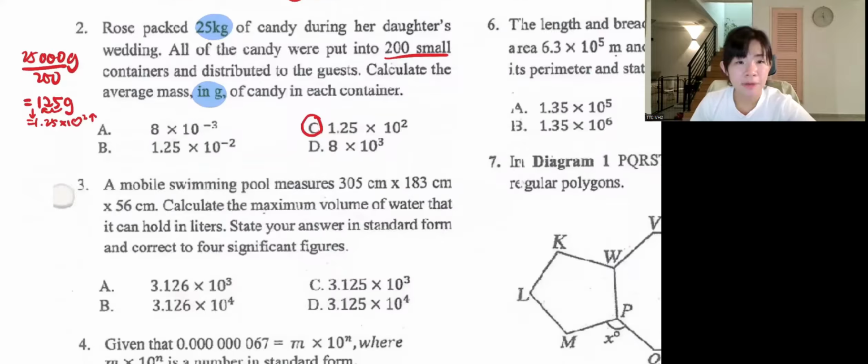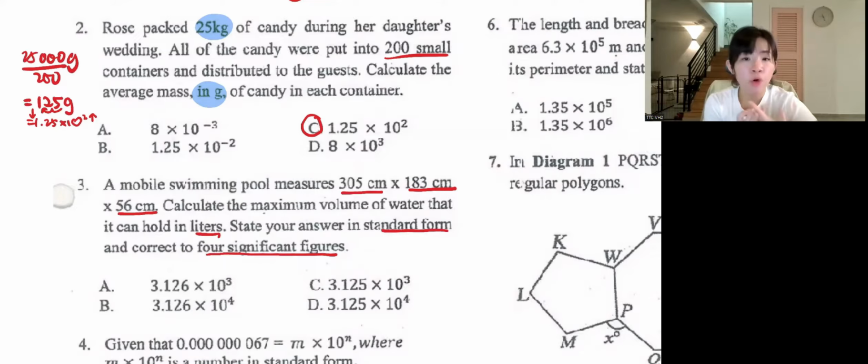Okay, next, number 3. A mobile swimming pool measures 305 cm by 183 cm by 56 cm. The length, width, and the height of the swimming pool. Calculate the maximum volume of water that it can hold in liters. State your answer in standard form, bentuk piawai. Correct your answer to 4 significant figures.